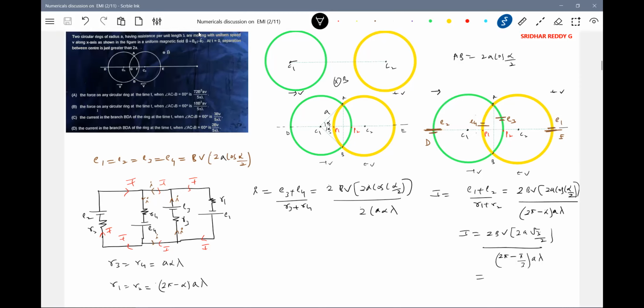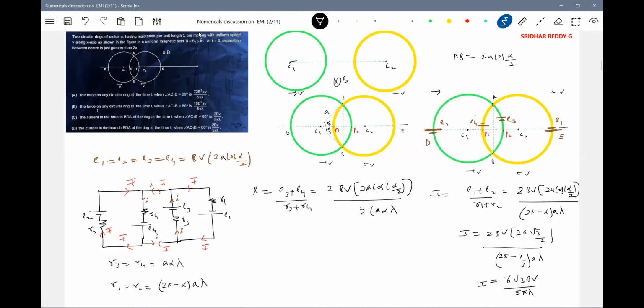Okay, we will see if any corrections are needed. So this will become 3 5 pi. 6 root 3 BV by 5 pi lambda. Am I right? Check calculations.